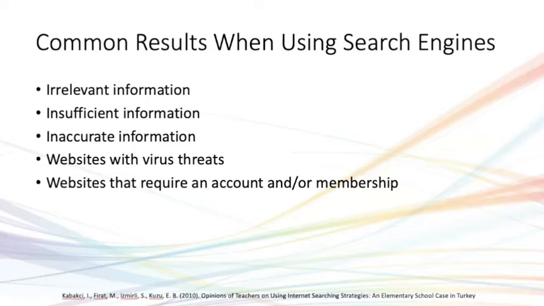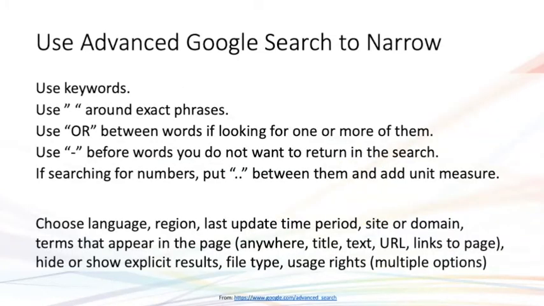So basically, to try to avoid all of that, one thing that we can do is use an advanced Google search to narrow down what it is we're looking for. What are the key words that you do know? I know you may not know everything in a search, but what is it you do know? And then putting quotes around those will make the search engine look for that exact phrase.